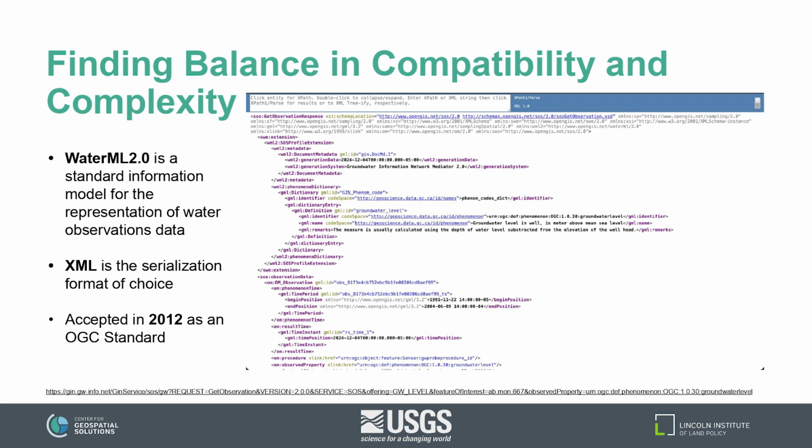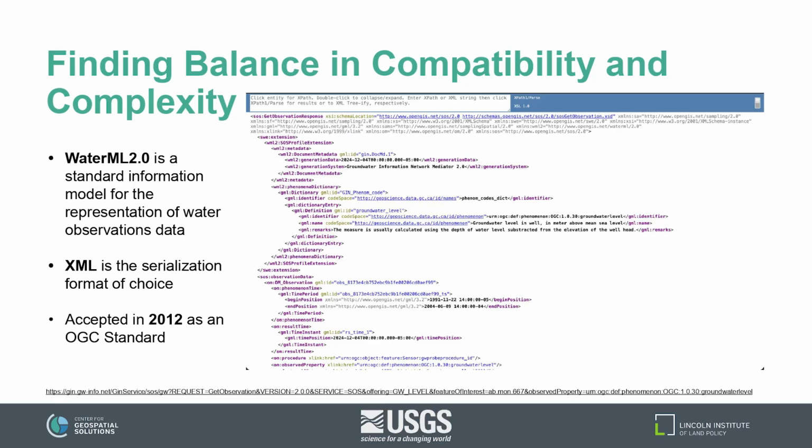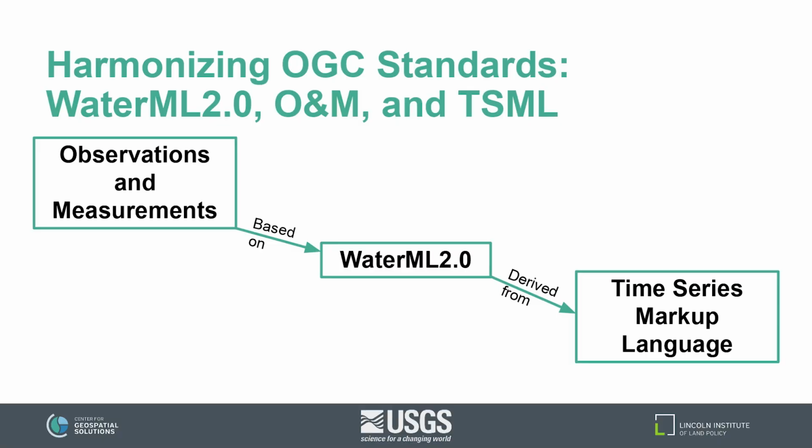So WaterML is an OGC standard that was adopted in 2012. XML is the serialization of choice, and it is a standard information model for the representation of water observations. XML is no longer the flavor of choice, and so the big work in the OGC working groups is how do we still represent the richness of the information in WaterML2 without the complexity. And that is in part because we're representing a really complicated thing.